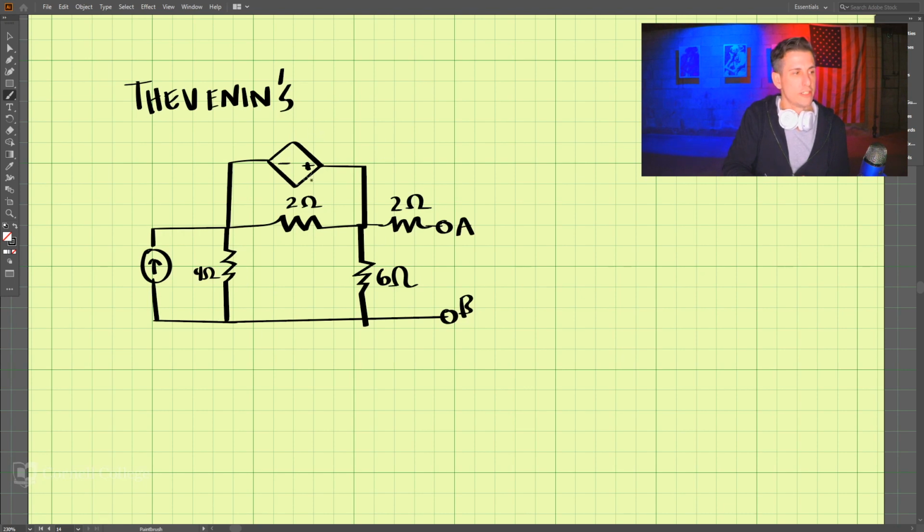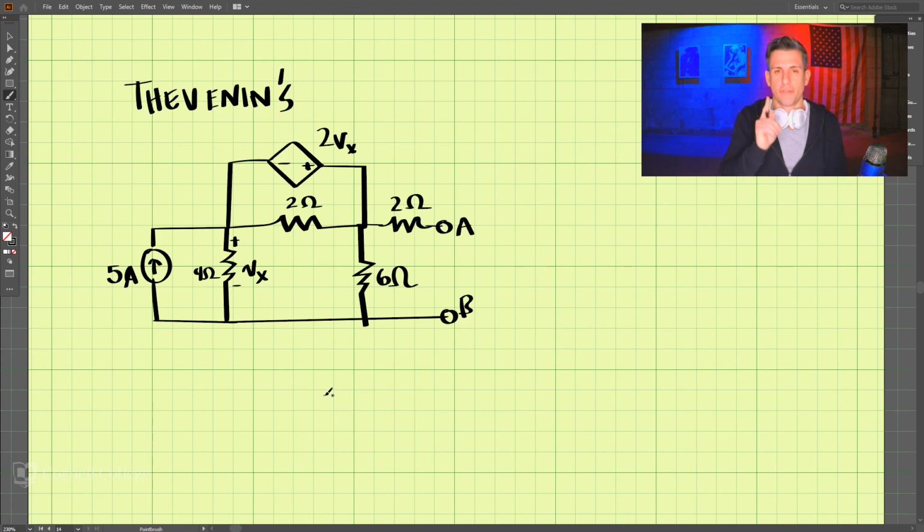And this dependent voltage source is 2Vx, the dependent, and this is 5A. So this here is our Vx. So that is Vx here. So we have a dependent voltage source.